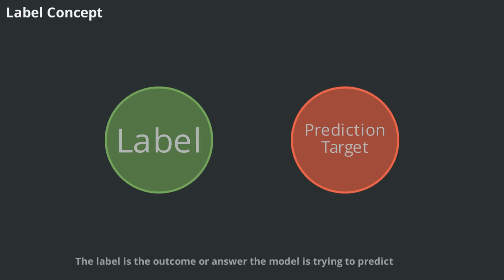The label is the outcome or answer the model is trying to predict. In supervised learning, every example in the training data has a label. This helps the model learn what the correct output should be for each set of features.